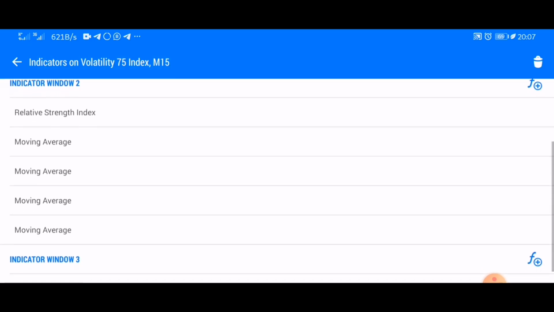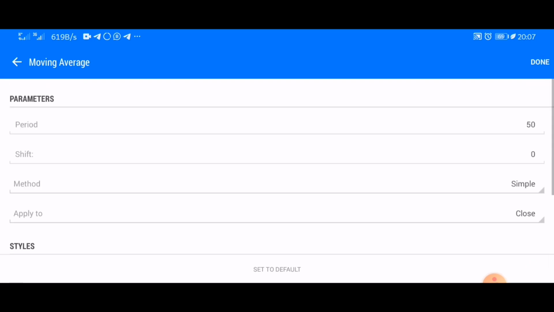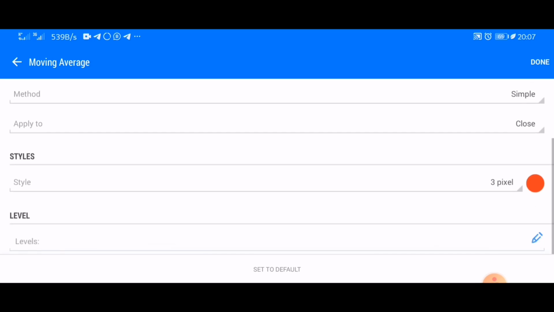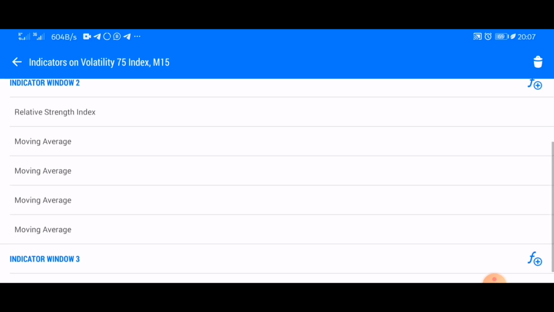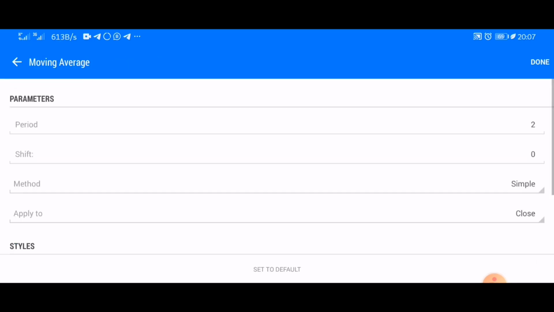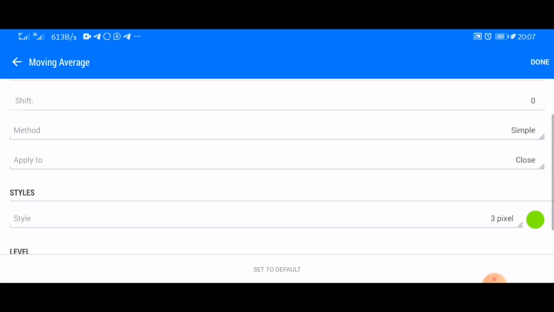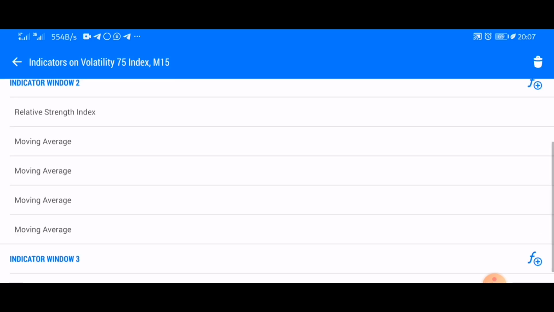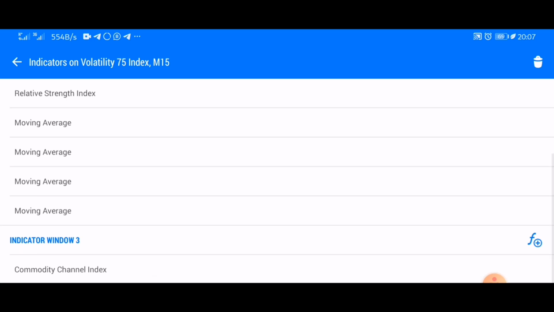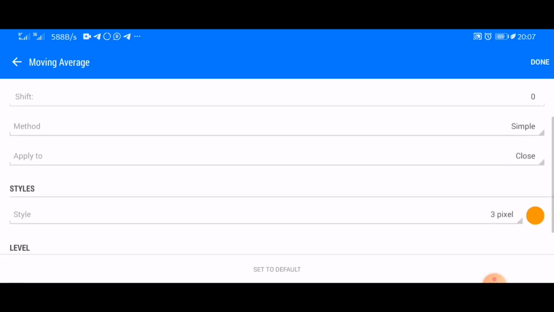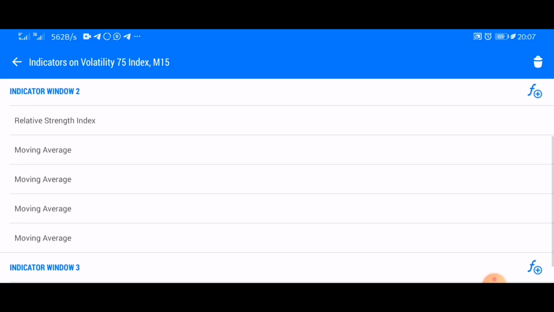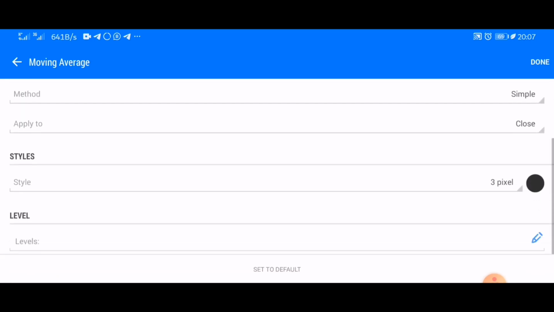Now the first moving average that we're going to be adding there is moving average with period 50, and we have the method simple. Then the color we're going to be making use of is 3 pixel red. The next moving average is moving average 2, and everything is like the moving average 50, but the color here is going to be green. The next one is moving average 3, and the color is going to be brown. Then finally we're going to have moving average 5, and the color is going to be black.